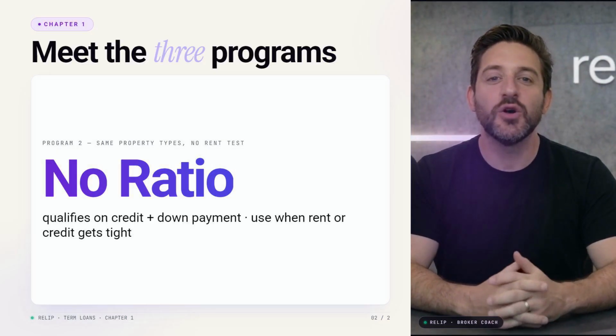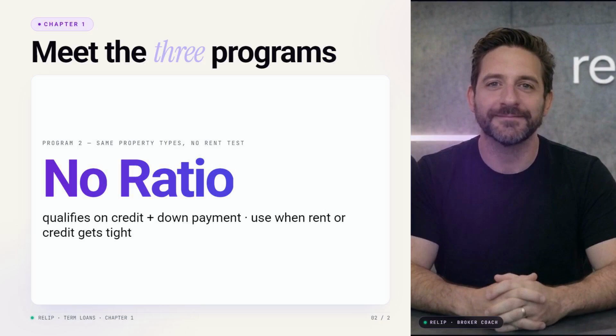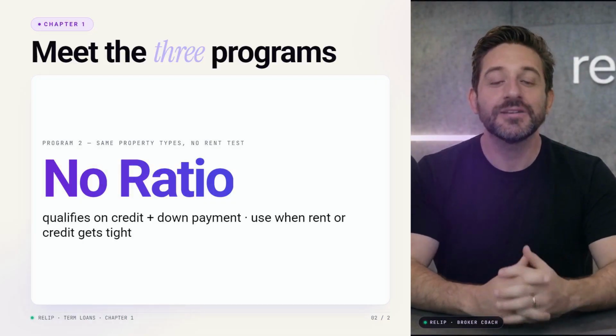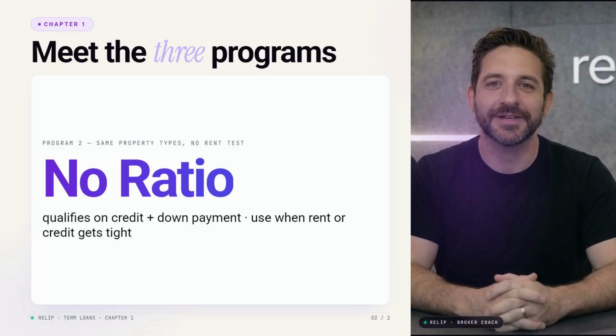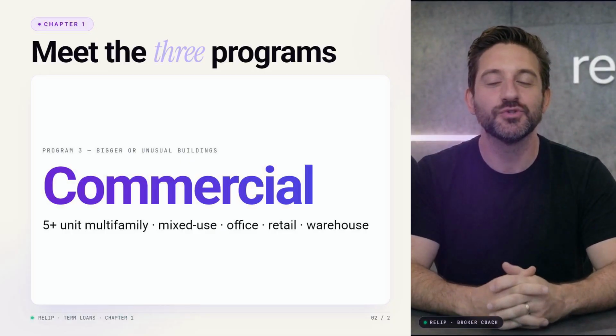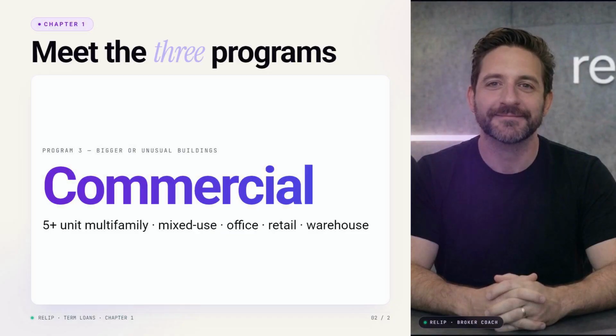Program 2 is No Ratio Investor 1 to 4. Same residential property types as Program 1. The difference? There is no rent test. The deal qualifies on credit and down payment alone. You reach for this program when the rent doesn't quite cover the mortgage, or when the borrower's credit is too low for the DSCR program.